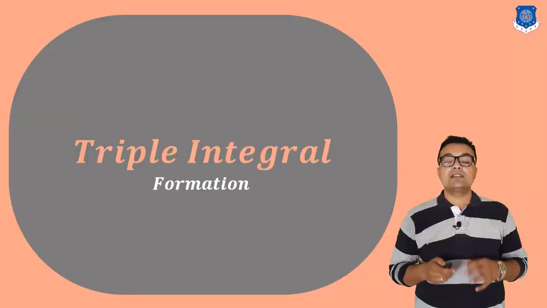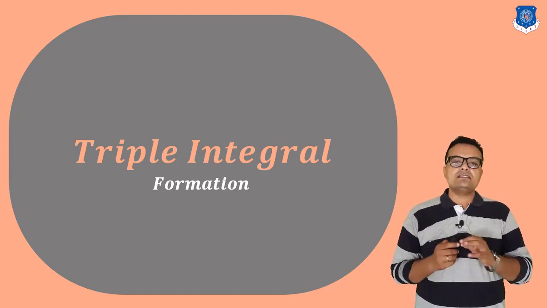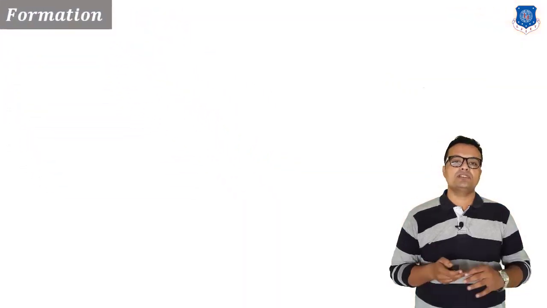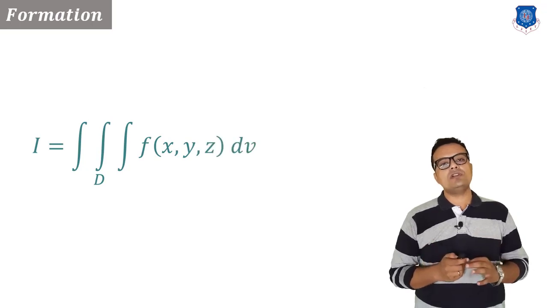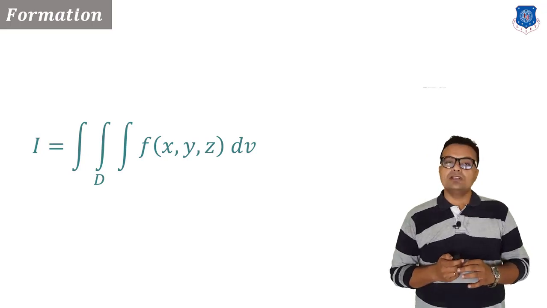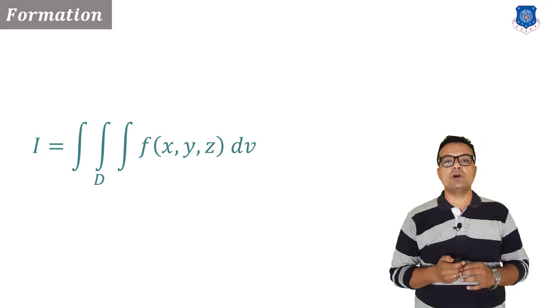So let us start our first part, that is triple integration and its formation. If I consider triple integration, then basically in formation I should consider three integrations over a function which is considered for dv. Now these three integrations are defined on some domain which is given by D in a three-dimensional space, and it is taken over dv. dv means volume element.